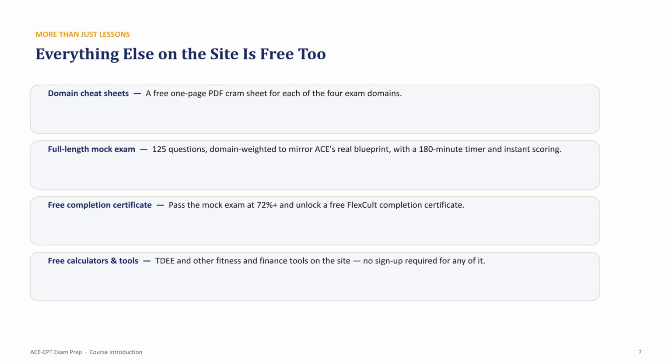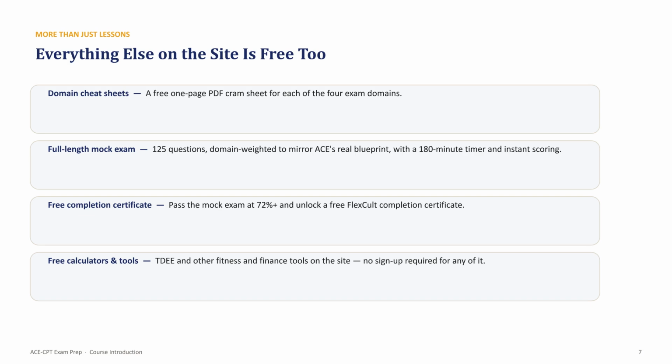Second, the full-length mock exam, 125 questions, domain-weighted to mirror ACE's real blueprint, with a 180-minute timer and instant scoring. Third, a free completion certificate. Pass the mock exam at 72% or higher, and you unlock a free FlexCult completion certificate.